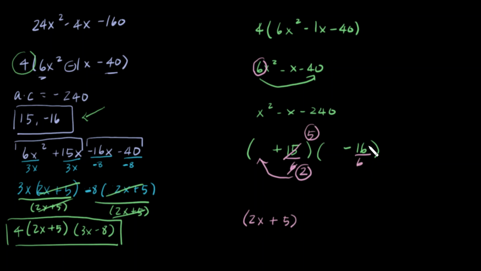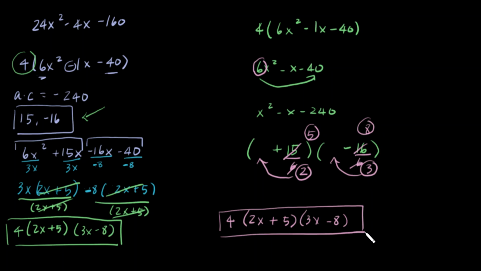16 over 6. They're both divisible by 2. So 8 and 3. That denominator goes to the front. And so that's a 3x minus 8. That numerator stays here. Times 4. Don't forget what you factored out.